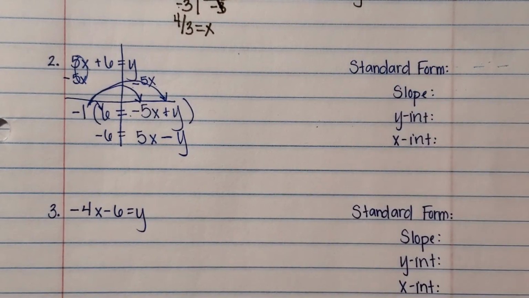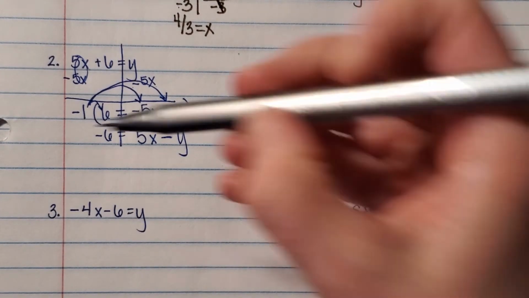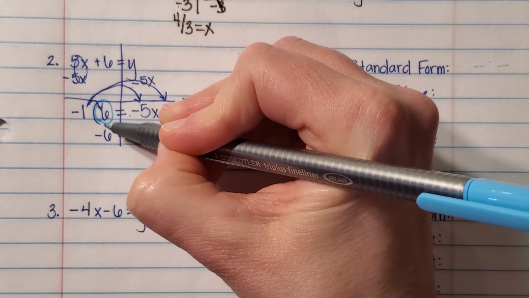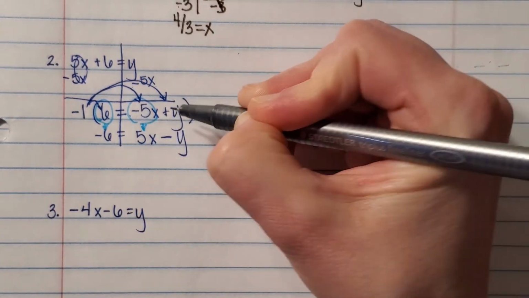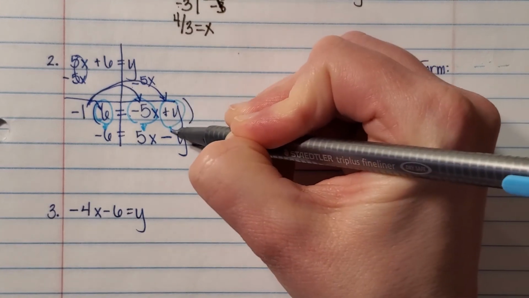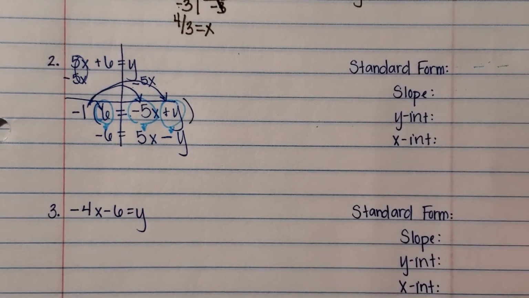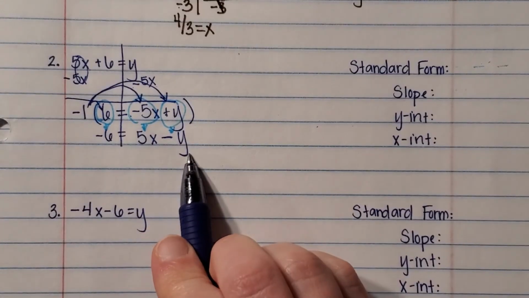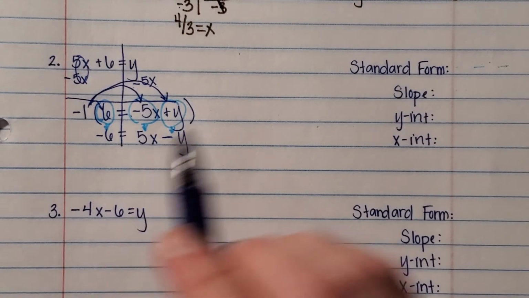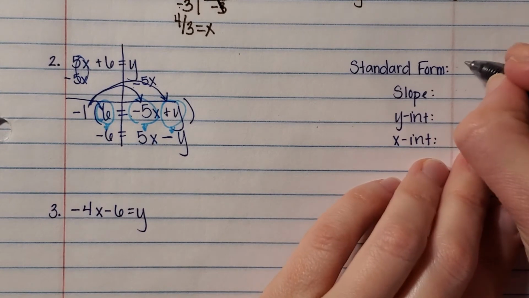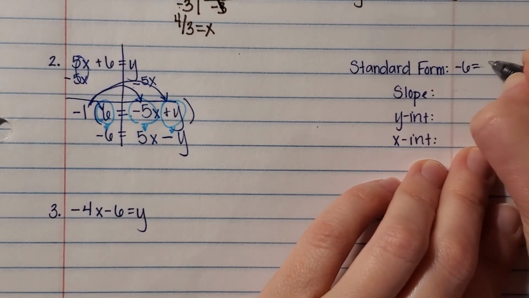If you look, all I had to do was change the signs of every number. This positive 6 became negative 6. This negative 5 became positive 5. And a positive y became negative y. All right, so let's look. We have x and y on the same side of our equal sign, and the number in front of the x is positive. We have our standard form. Negative 6 equals 5x minus y.